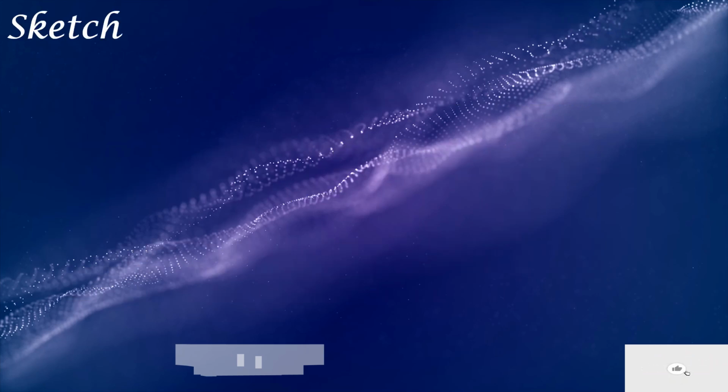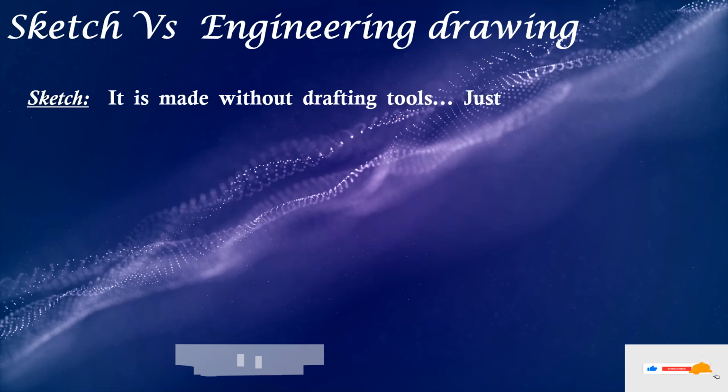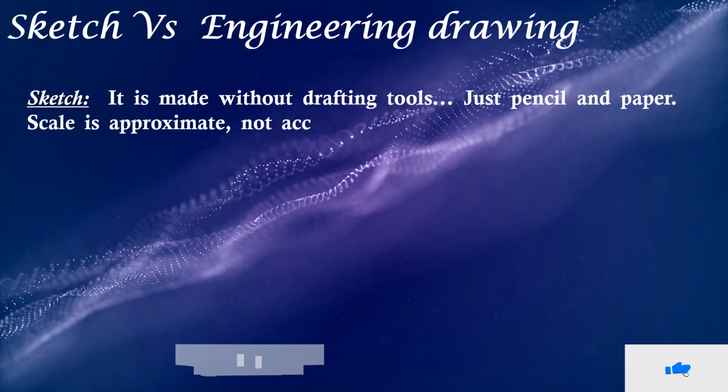Sketch versus engineering drawing. A sketch is made without drafting tools, just pencil and paper. Scale is approximate, not accurate, but the sketch should still look like the object.